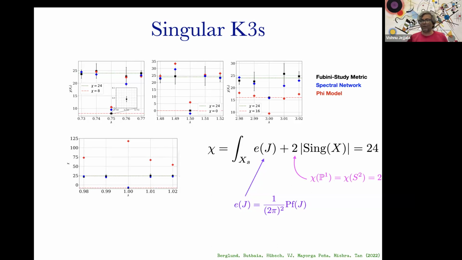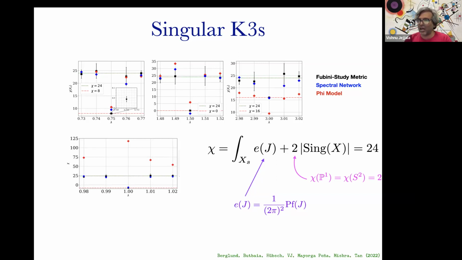Roughly speaking, however, the Euler character is given by the integral of the Euler density, even for the singular case, plus twice the number of singularities you've got. This is because the Euler character of S2 is 2. So these are A1 type singularities that you're resolving in order to get the Euler character that you expect for the non-singular K3. So I've done different metric approximations.